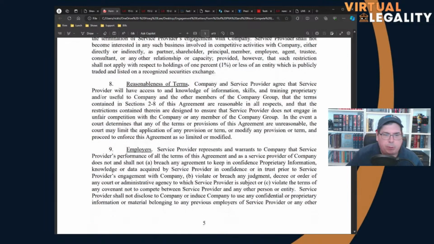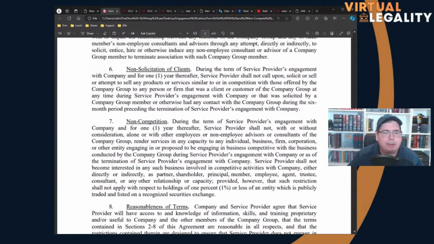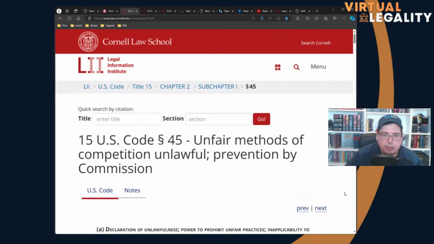And if a court decides that they aren't reasonable, the court can kind of change them and keep the contract in place. But because companies have been doing that, the FTC and others have looked at this kind of structure and said, well, maybe that shouldn't be something that is allowed, which brings us to the Federal Trade Commission Act, right?